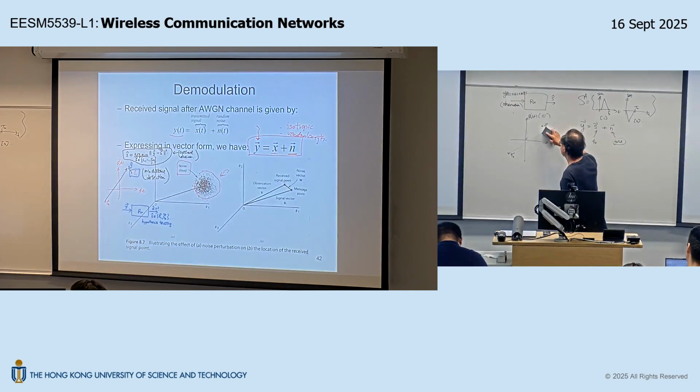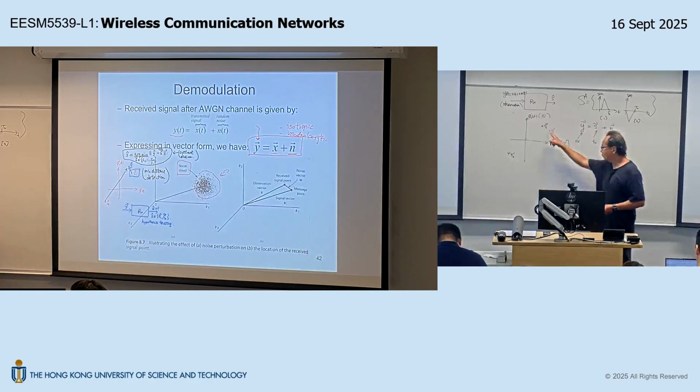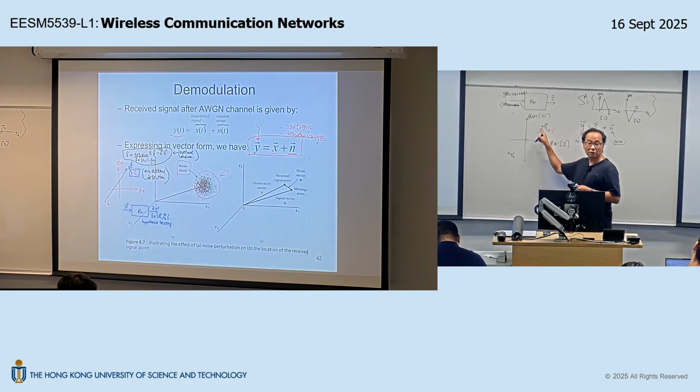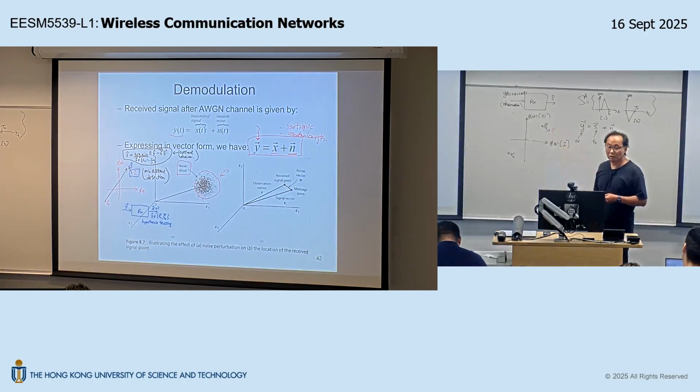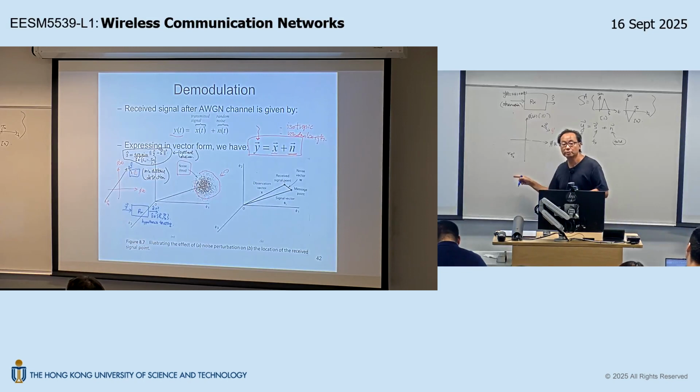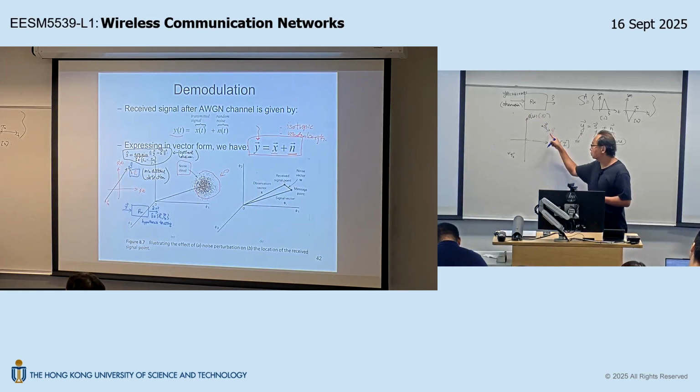Most probable choice. You can think of this in terms of the noise vector, given that this is your observation. Now, if S1 was the transmitter symbol, what does it take to get the observation to here? You need a noise vector like this to bring the observation to here, right? Now, if S2 was the transmitter symbol, what does it take to get the observation to here? You need a noise vector like this to get the observation to here, right?